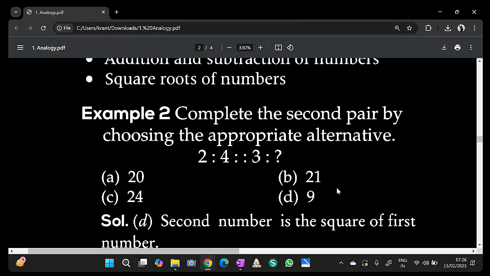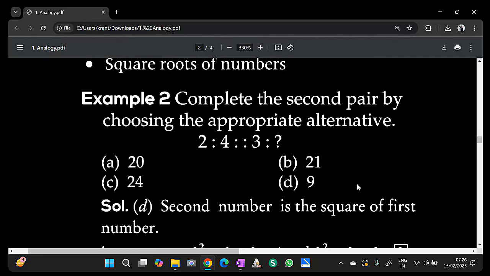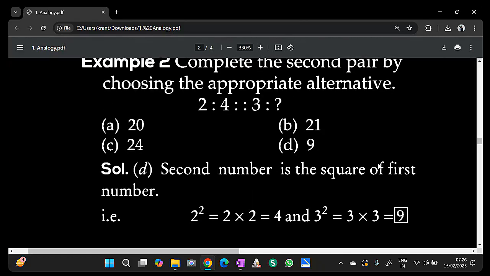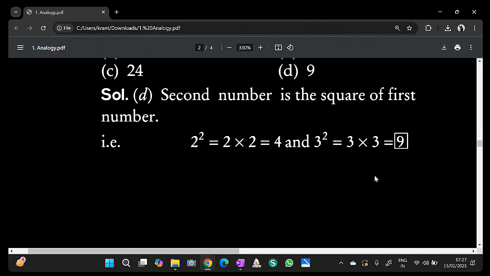The second number is the square of the first number. So from 2, how do we get 4? 2 squared is 4. Similarly, 3 squared will be 9. So the option is D. 2 into 2 is 4 and 3 into 3 is 9.